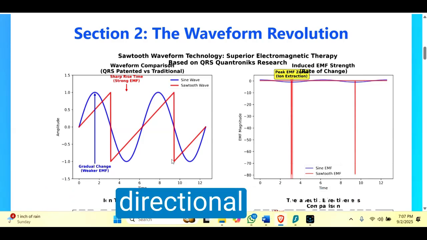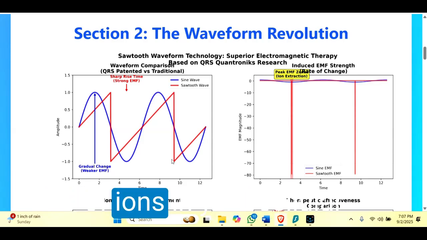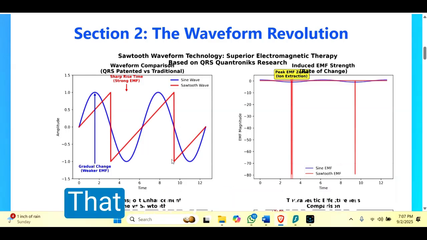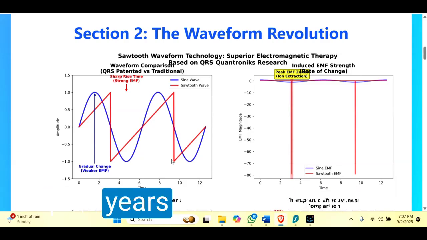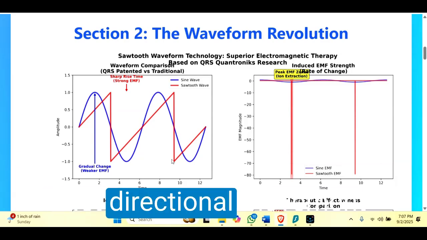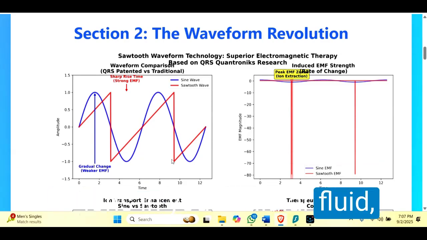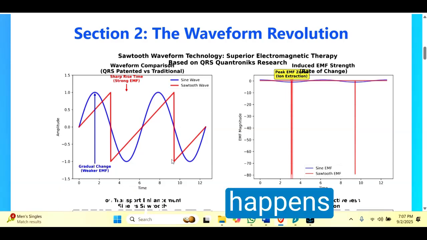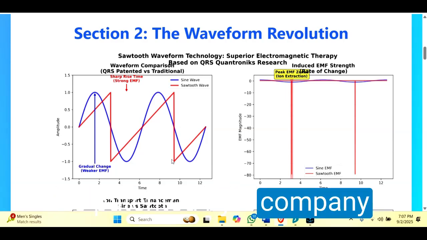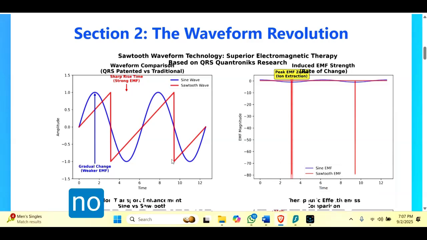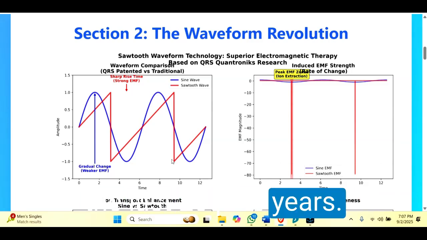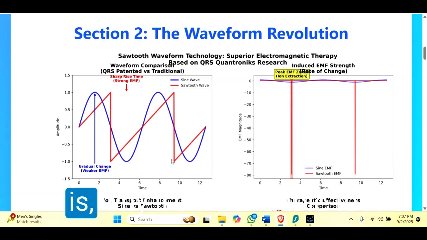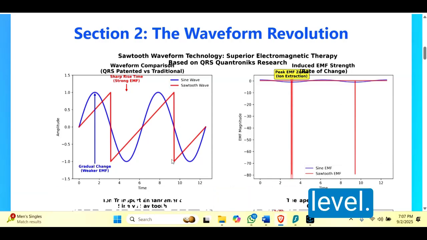A net directional movement of ions in your cellular fluid. That's the key. That's the big prize discovery in 30 plus years of PEMF research. Net directional movement of ions in your cellular fluid, which just so happens to be patented by a company and defended, that process, in no less than 70 lawsuits, especially over the last 20 plus years. And again, we're going to get into what that is and why it's so valuable to function on a cellular level.